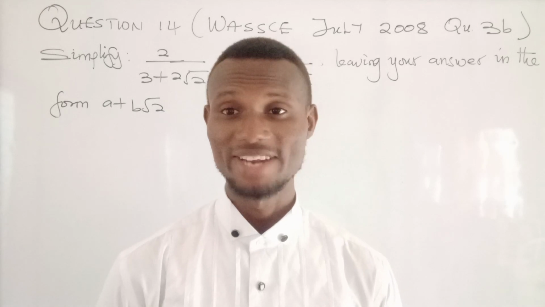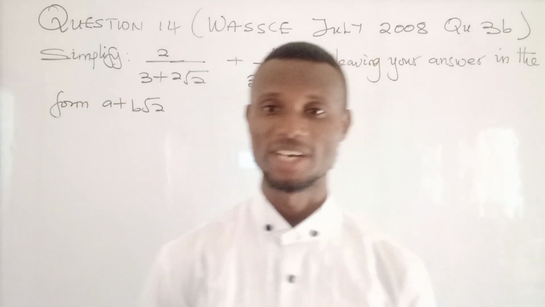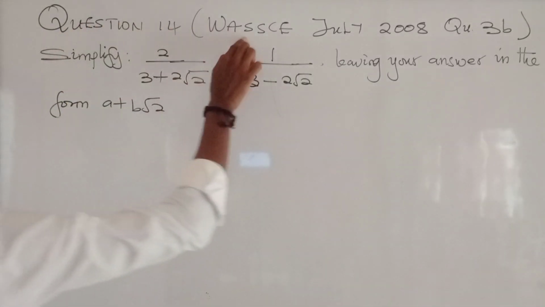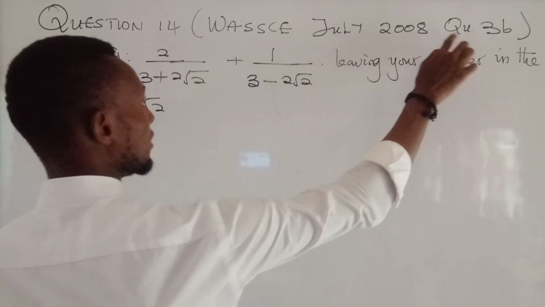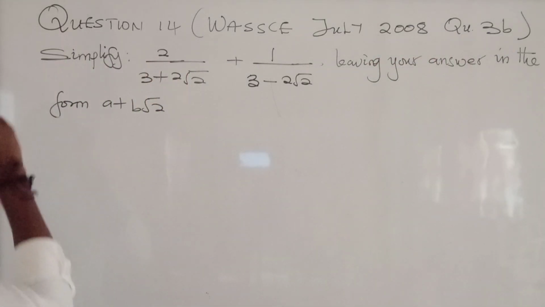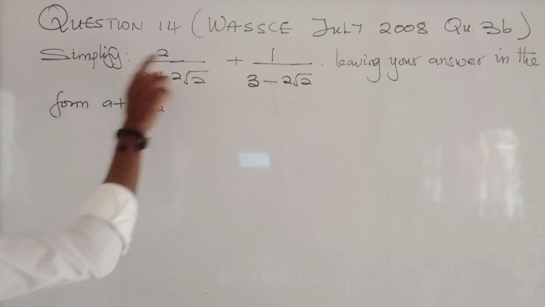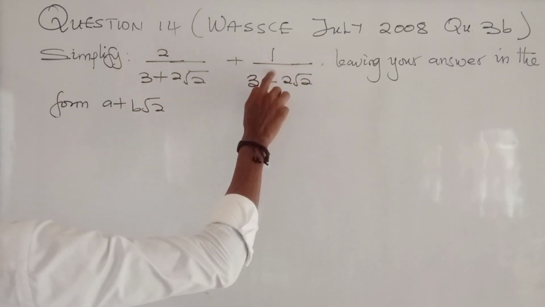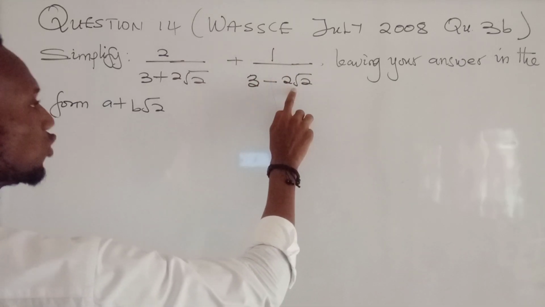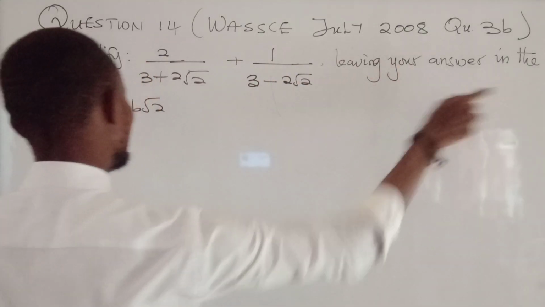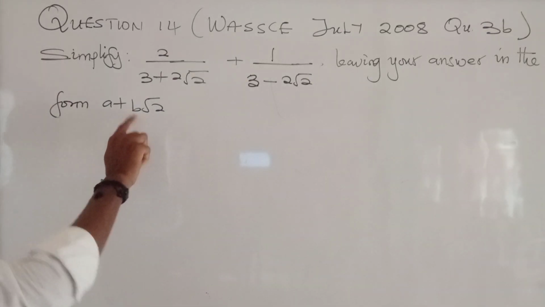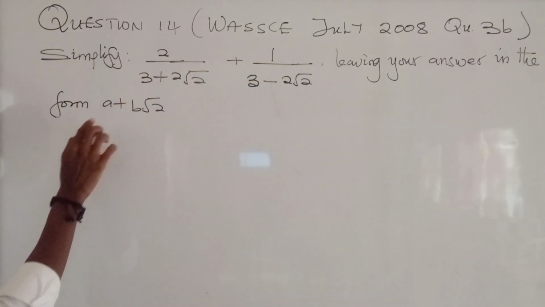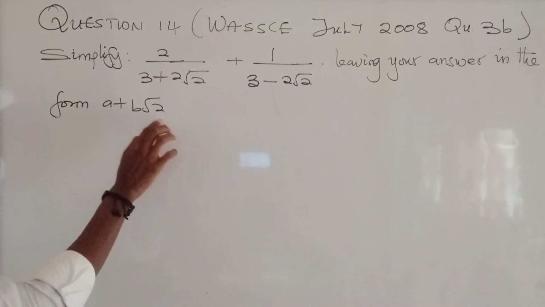Let's go ahead and solve the WASSCE question that I have on the board on set. It is question 14, WASSCE July 2008, question 3B. The question says we should simplify 2 over 3 plus 2 root 2 plus 1 over 3 minus 2 root 2, leaving your answer in the form a plus b root 2. So we are being asked to simplify this, leaving our answer in the form a plus b root 2.